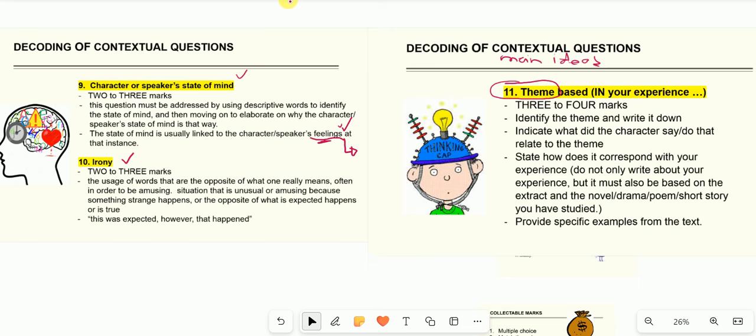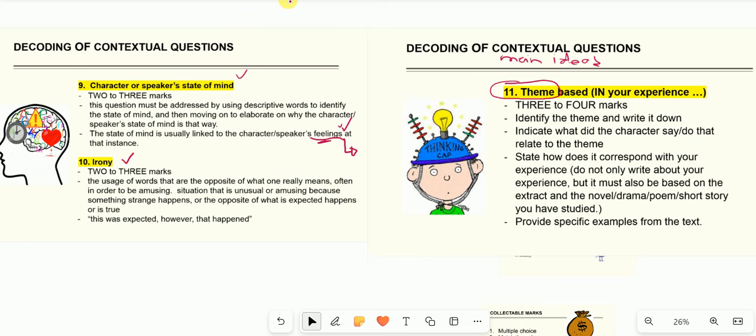Learn to go all out. Leave no stone unturned. I normally say that to play safe, if not to err on the side of caution, have 3 facts for 3 marks. And also be careful. At times, examiners would say, discuss a theme based on the general understanding of the novel. At times they say, discuss the theme evident in the extract.